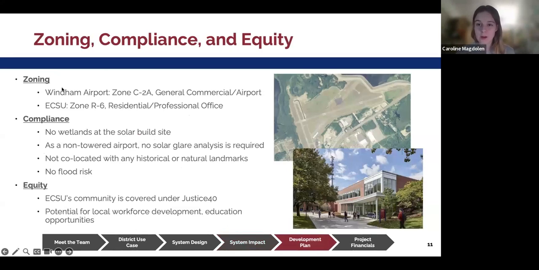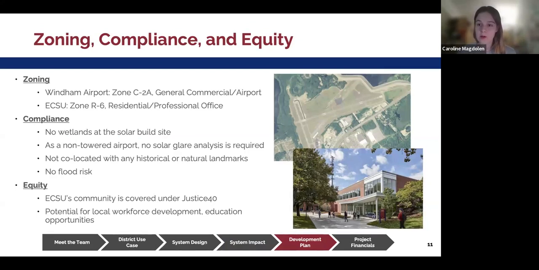And now touching on our development plan, we wanted to talk about zoning, compliance, and equity. Looking through the zoning ordinances for Windham and also Willimantic, a smaller neighborhood within Windham where ECSU is located, we found that the relevant zones here are Zone C2A for Windham Airport and Zone R6 for ECSU. Neither of these zones have any restrictions on potentially building out solar, and the zoning ordinances specify a specific permitting process that you can pass through for solar development.